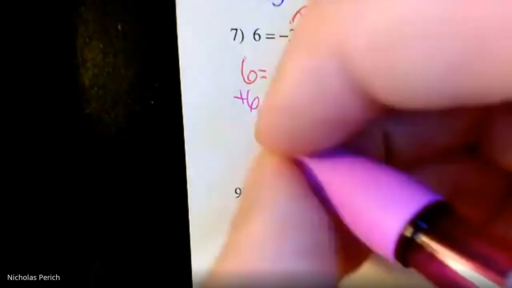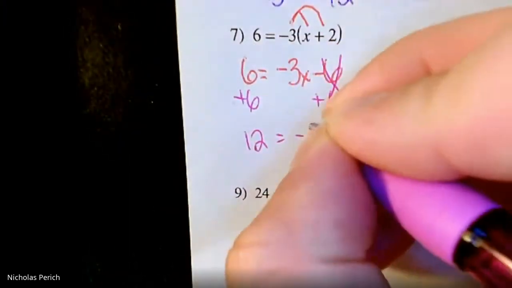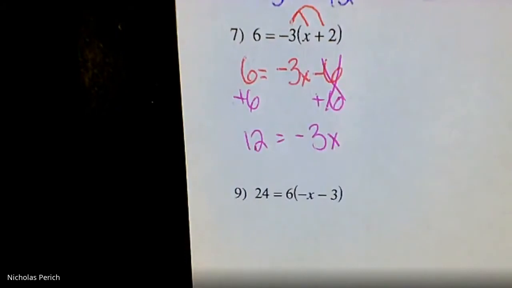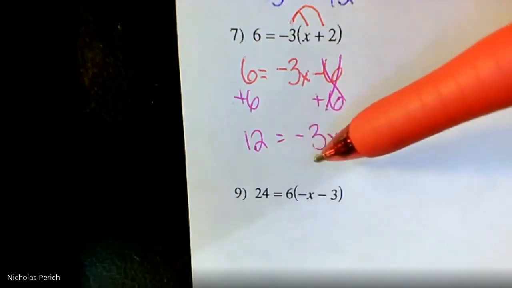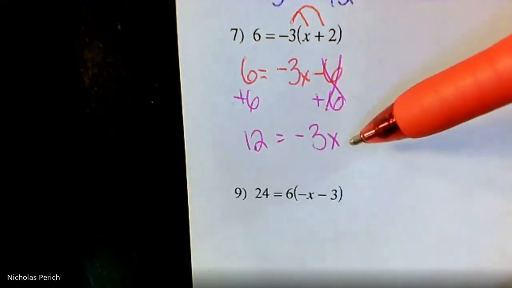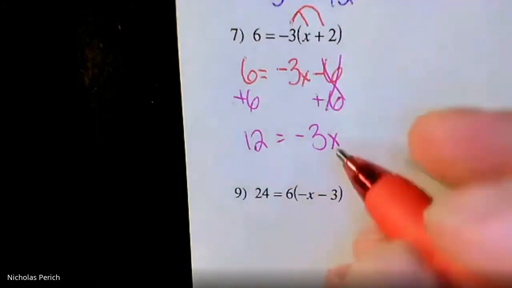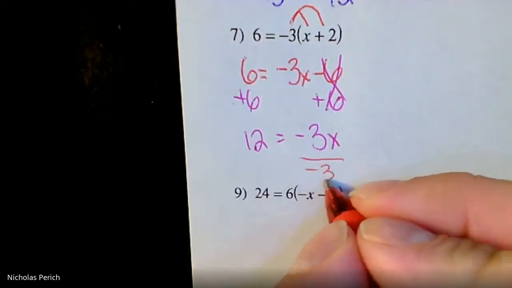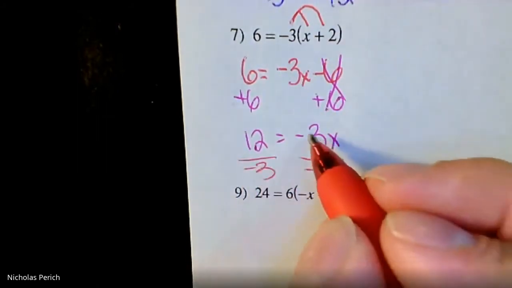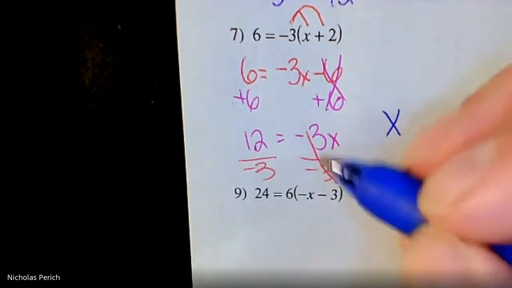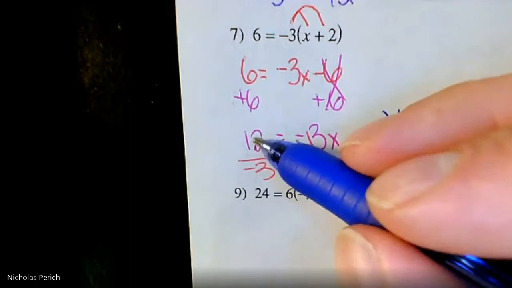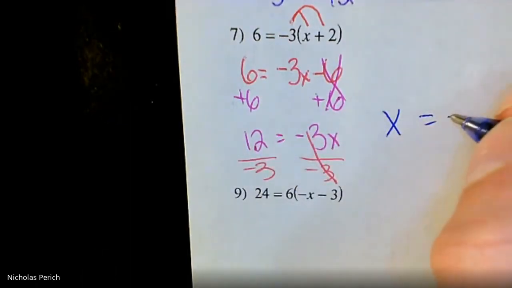When I do 6 plus 6, I get 12, and that equals negative 3x. Is x all by itself? No. What's in the way? Negative 3. What's negative 3 doing to x? It's multiplying. How do I get rid of it? Divide negative 3 from both sides, cross you out. Is x all by itself? No. Well, I mean, yes. 12 divided by negative 3 is negative 4.